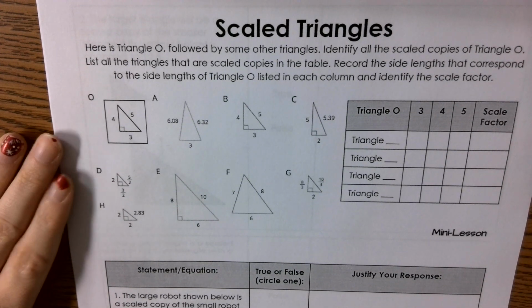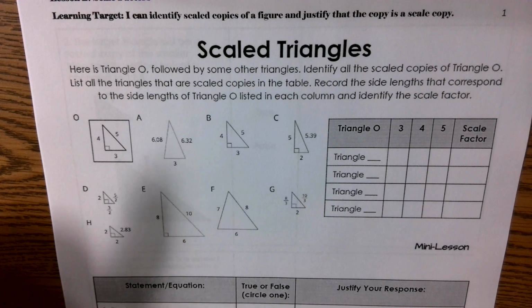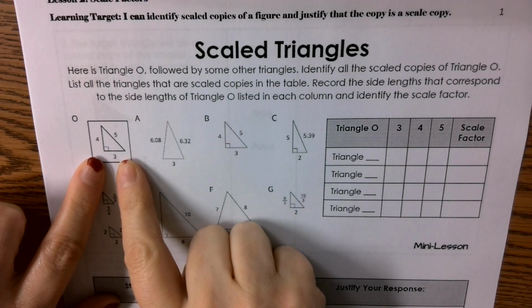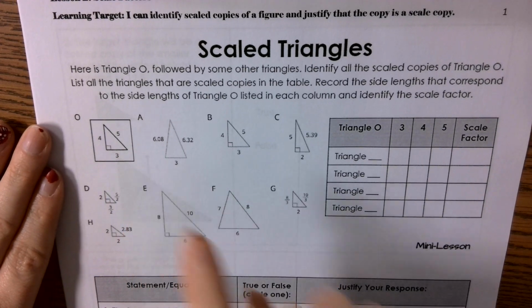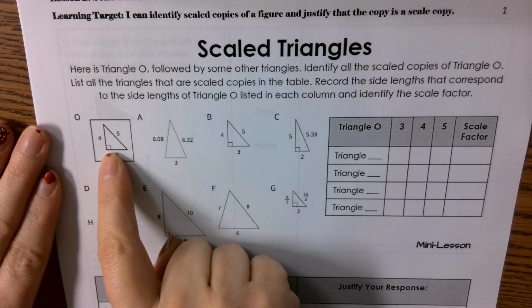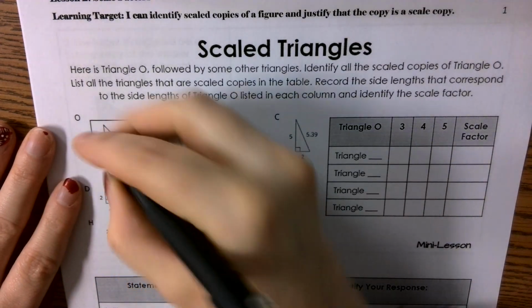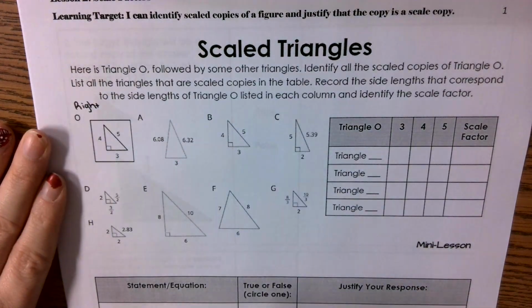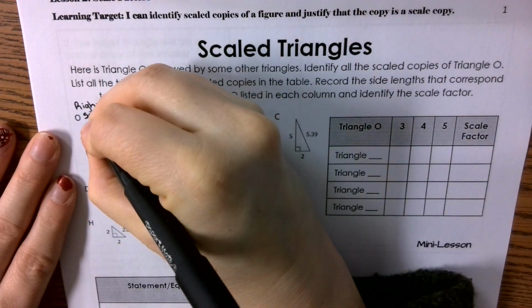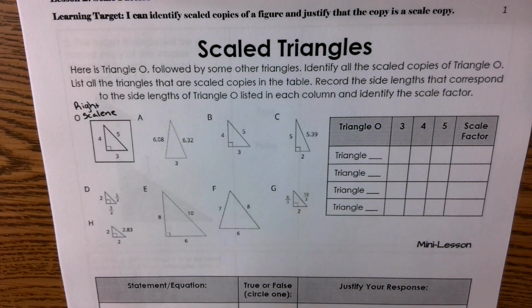So, all right, we're talking about finding what scaled copies there exist for the original triangle O. What we notice with this original triangle is that it does have a right angle inside of it. That means this is technically a right triangle. It's also called a scalene triangle.